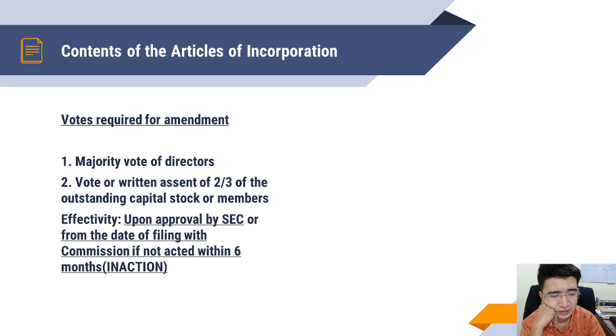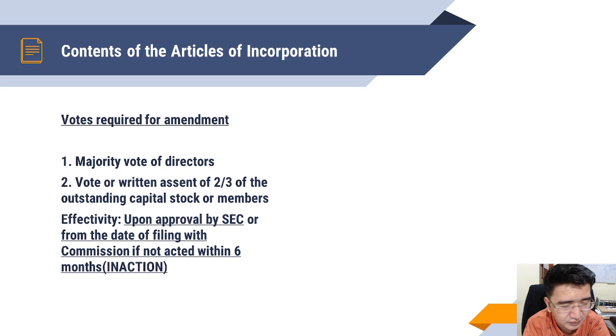And then after that, the vote or the written assent of 2/3 of the outstanding capital stock or members. Okay, because you are going to affect the whole corporation. Why? Because you are changing or you are amending the Articles of Incorporation. That's why you still have to get the vote or the written assent of the 2/3 of the outstanding capital stock or members. Okay, so majority vote and then vote or written assent of the 2/3 of the outstanding capital stock of the members.